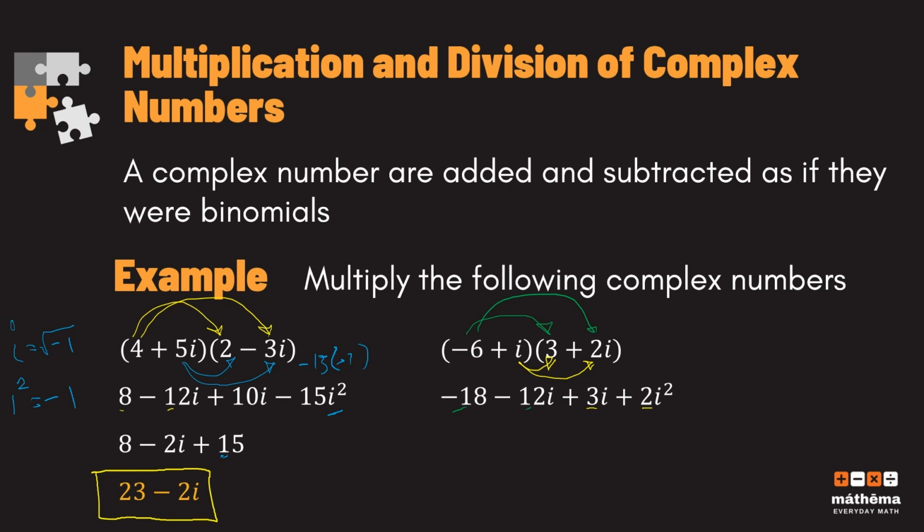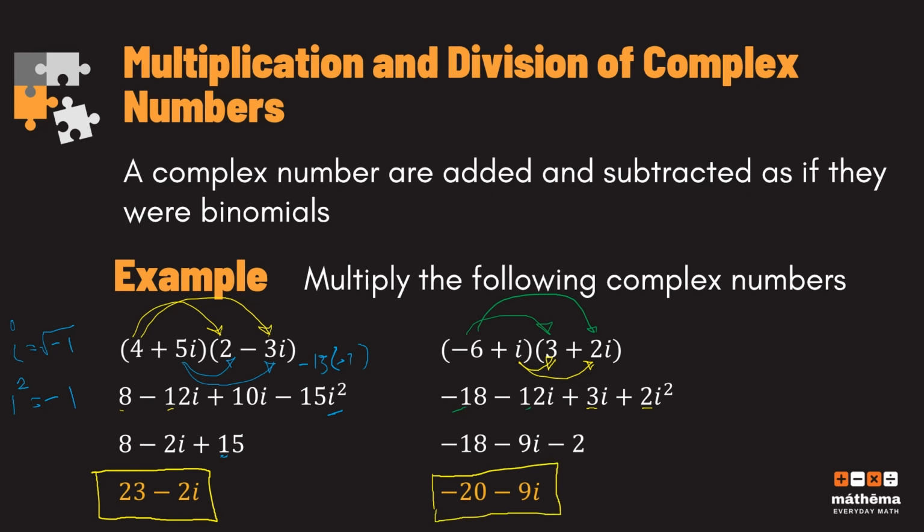Then again, the same thing, simplify and combine like terms. So negative 12i plus 3i is just negative 9i. And the same here, i squared is negative 1. So negative 1 times 2 is negative 2. Then combine like terms, negative 18 minus 2 will give us negative 20 minus 9i. This will be our final answer.